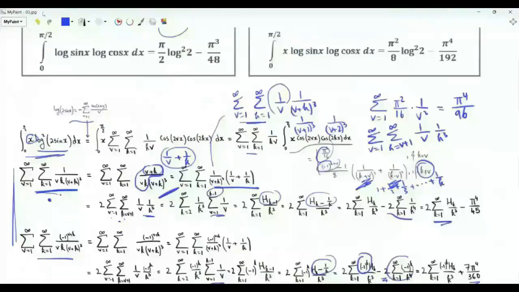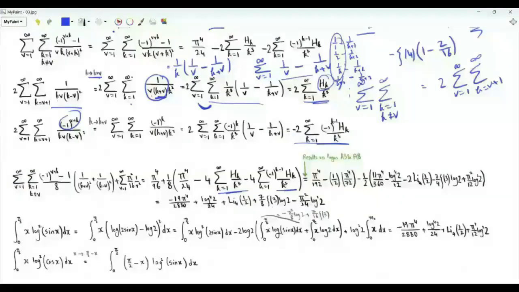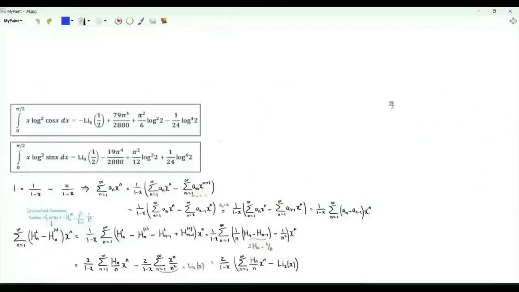We can write down this integral in terms of these harmonic sums obtained in previous videos. Knowing the integral with log 2 sine x, we can obtain the integral with log sine x. We have this integral. We can obtain this one by replacing x by pi over 2 minus x.